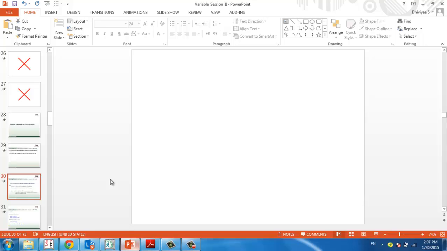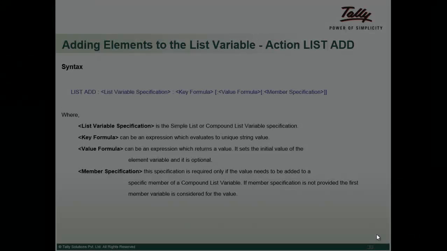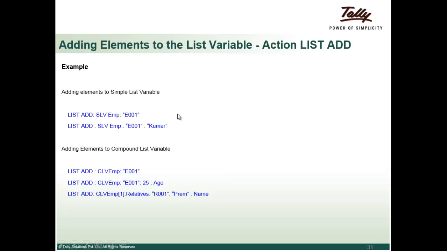So we'll go to the next way of adding elements to a list variable. So these are some of the examples we have given here. We already said that if we don't specify any value or member, an empty element will be added to the list variable without any value. If you have added only the value and you have not given the member, then the value will be assigned to the first member of the compound variable.